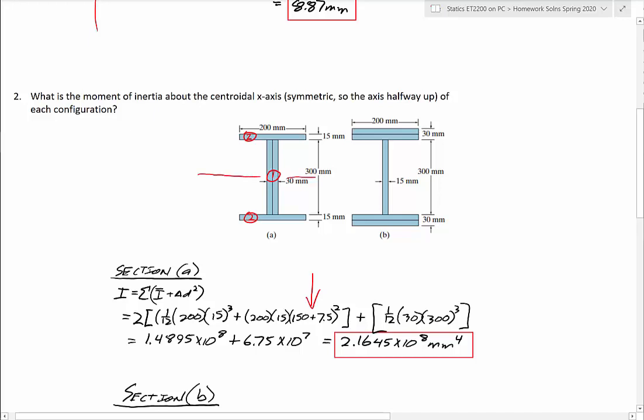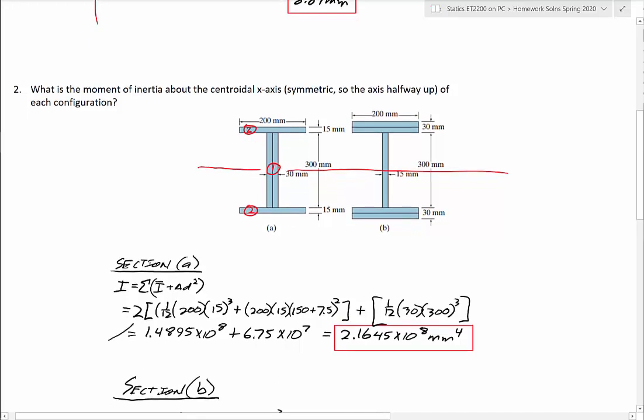meaning since they're both symmetric about that centroidal axis, I have the same equation, so I can just multiply it times 2. So we said the moment of inertia is 1/12 bh cubed. Now this is the x-axis, plus ad squared for my moment of inertia. So for these two flanges, the top and the bottom, that's what I'm doing first. That's why that 2 is right there, because I have two flanges. You could separate those if you wanted.